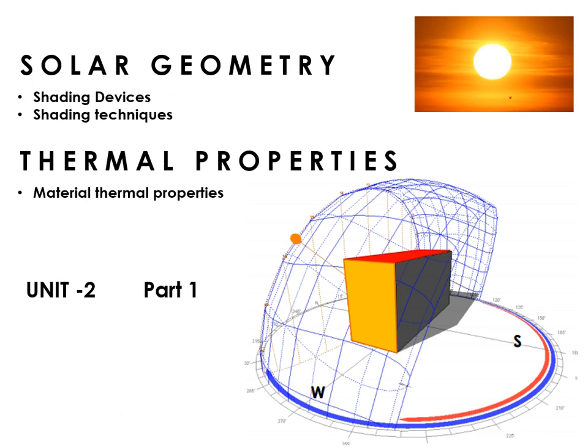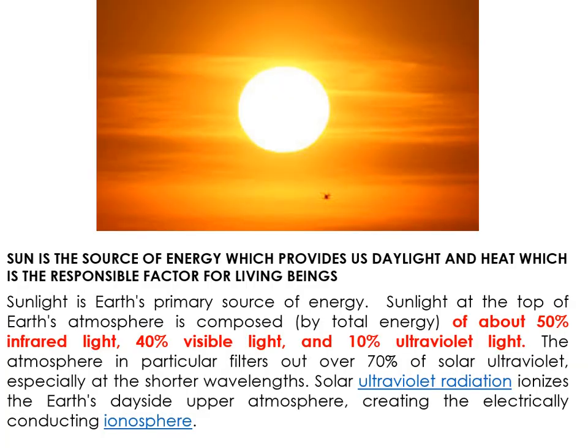Today we are going to see unit number 2, part number 1, the solar geometry, and consequently we are also going to see about thermal properties. The sun is the source of energy which provides us daylight and heat, which is the responsible factor for living beings. The sun is Earth's primary source of energy, composed of about 50% infrared light, 40% visible light, and 10% ultraviolet light.